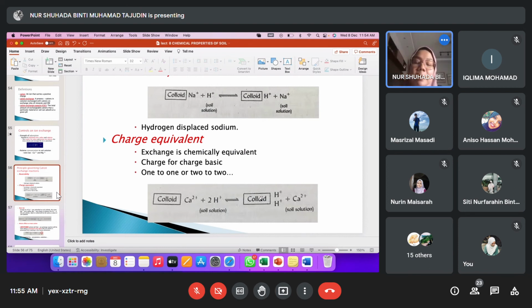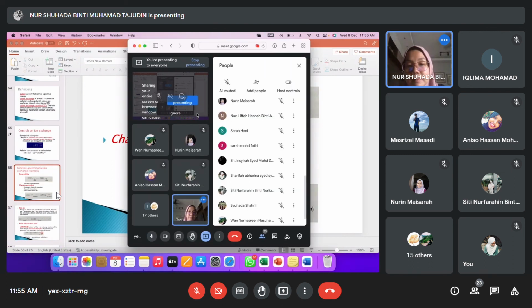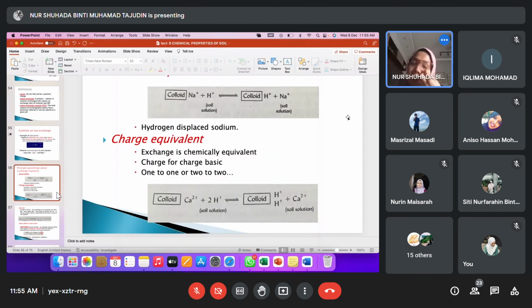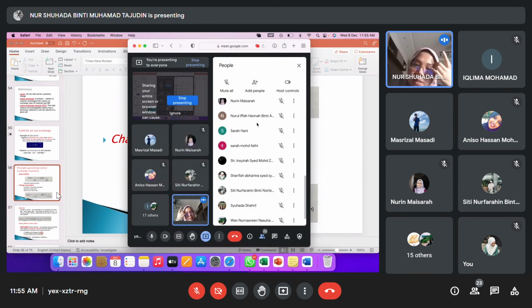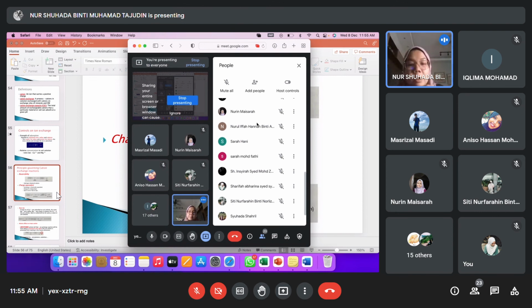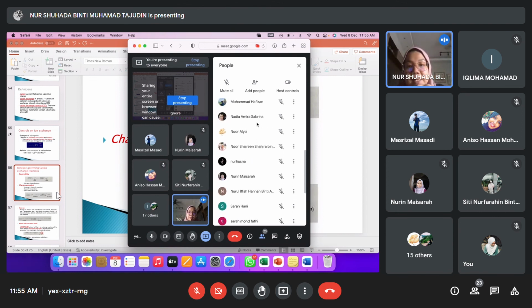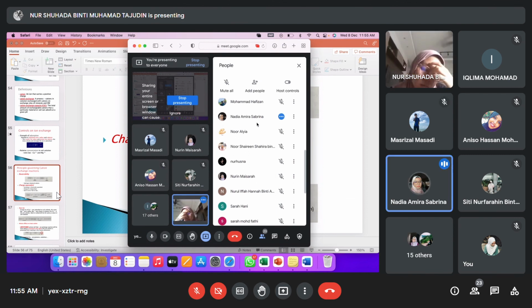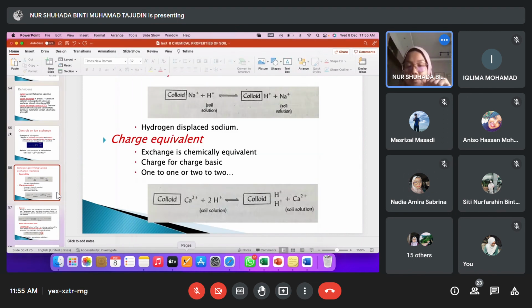How many charges? For example, if Al3 plus sits here and Al3 plus is released, how many H plus will be absorbed, Mas Rizal? 3. Okay, understand? If Mg2 plus sits at the soil colloid, how many H plus will sit, Nadia Amira? 2. Clever. Very good. So that's why you call it charge equivalent.